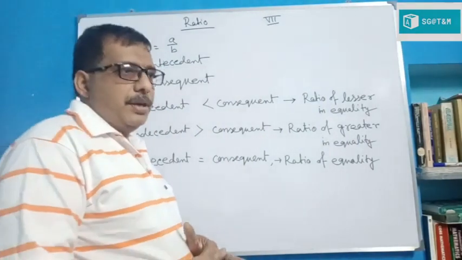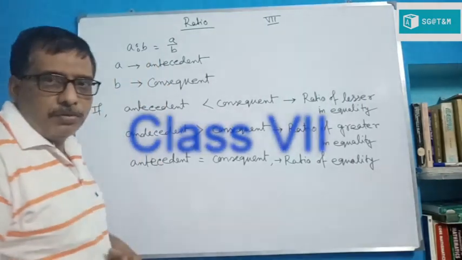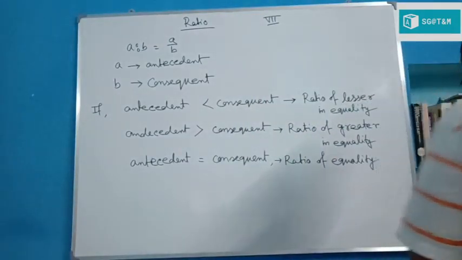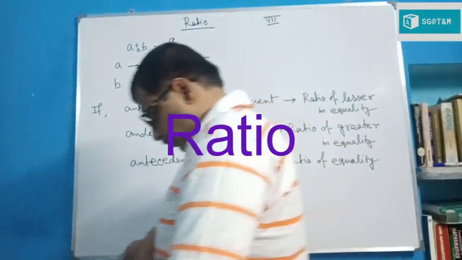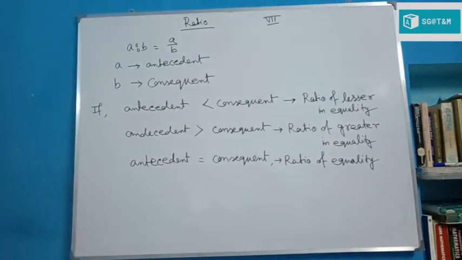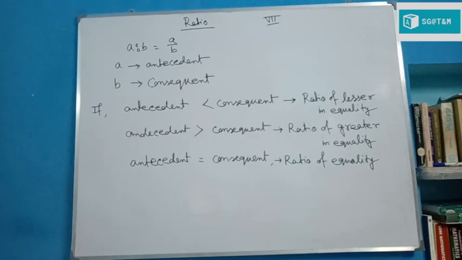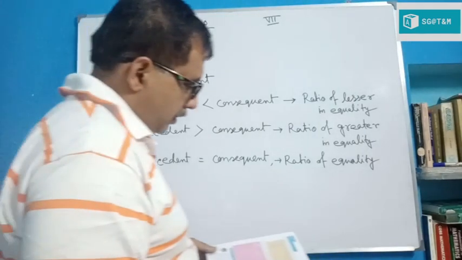We have already discussed in the previous class about ratio and given the definition of ratio, and we have already done a few problems related to ratio from your book. Let us work out 2.1. Today we will discuss that topic also.